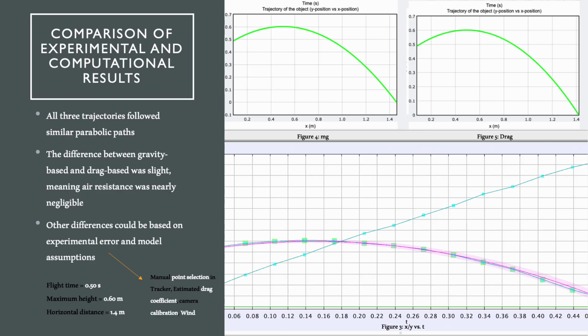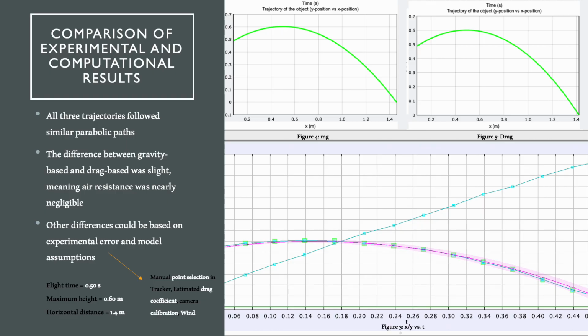Comparison of experimental and computational results. This slide compares the experimental trajectory with both computational models. All three trajectories follow nearly identical parabolic paths. The gravity-only model already agreed very well with the experimental data, and adding drag produced only a slight improvement. This indicates that air resistance had very little effect on the motion of this projectile over the short flight time. The total flight time was approximately half a second, the maximum height was about 0.6 meters, and the horizontal distance traveled was about 1.4 meters.